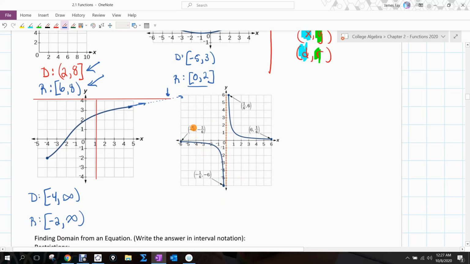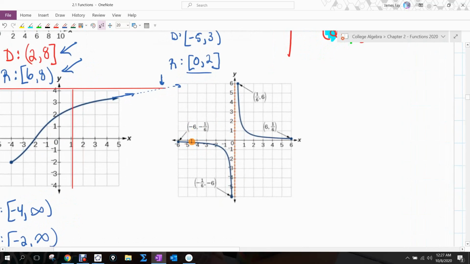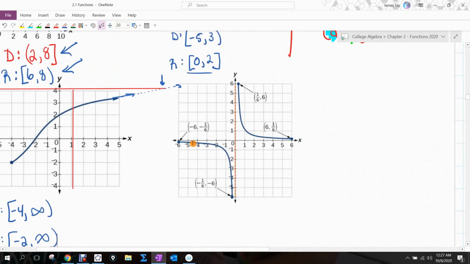This one here, let's see here. Yeah, it looks like those are dots there. So this graph here would come from a rational function. Let's talk about our domain first. Okay, so as I take this and traverse it through, first x value I come across would be -6. It's a solid dot, so I'll include it.